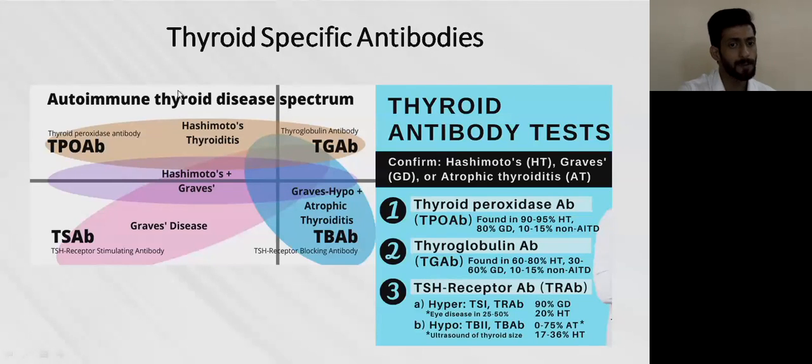And this picture is just to show how they overlap. There's a considerable amount of overlap, which is why thyroid function testing, thyroid specific antibody, and looking for disease specific clinical features are very important in reaching your final diagnosis. It cannot be an antibody alone based diagnosis because there's a considerable overlap.